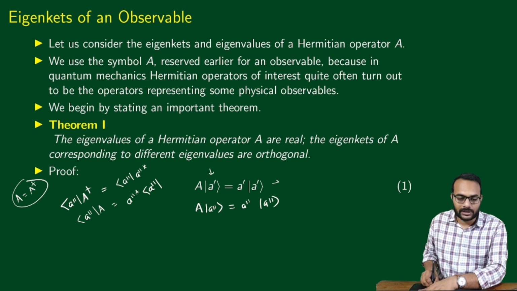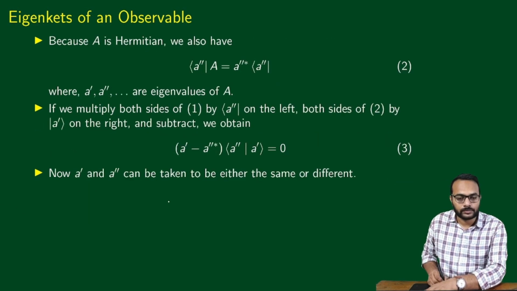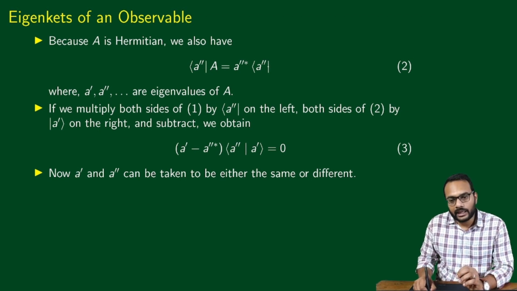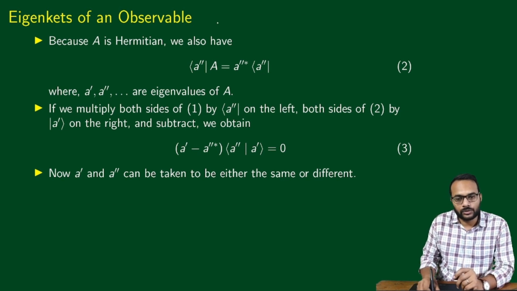Now this we will call equation 1 and this we will call equation 2. So this is equation 2: bra A double prime A is equal to A double prime star bra A double prime. Equation 1 was this: A acting on ket A prime is equal to A prime multiplied by ket A prime. This is equation 1.